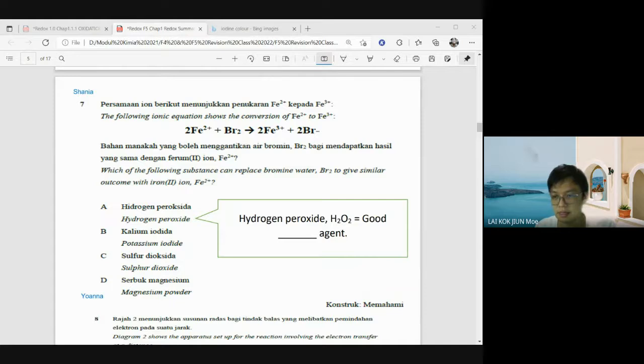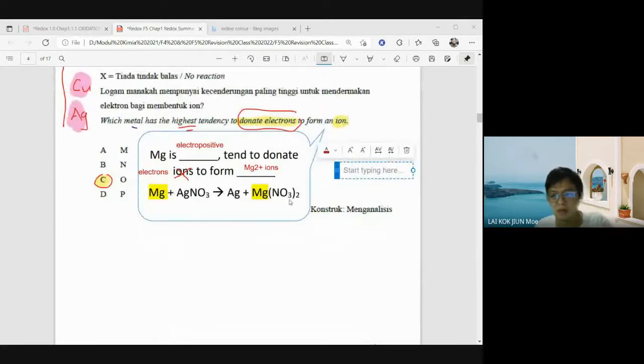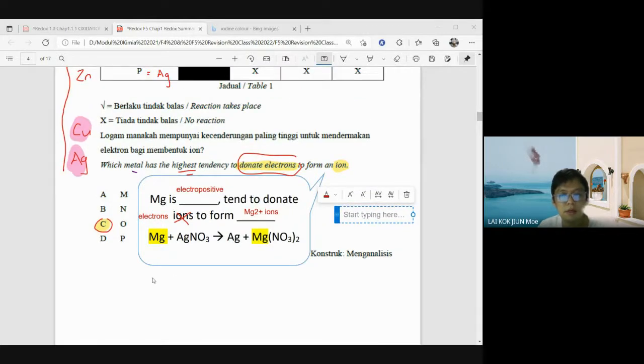Shania. How are you, Shania? If I write cation can be accepted. Daniel, we don't simply write cation and ion. Kalau untuk explain macam ni, kita tak sebut cation and ion. Tak payah. You know what I mean? Bila kita nak sebut cation and ion, biasa dia soalan dia akan tanya you lah.